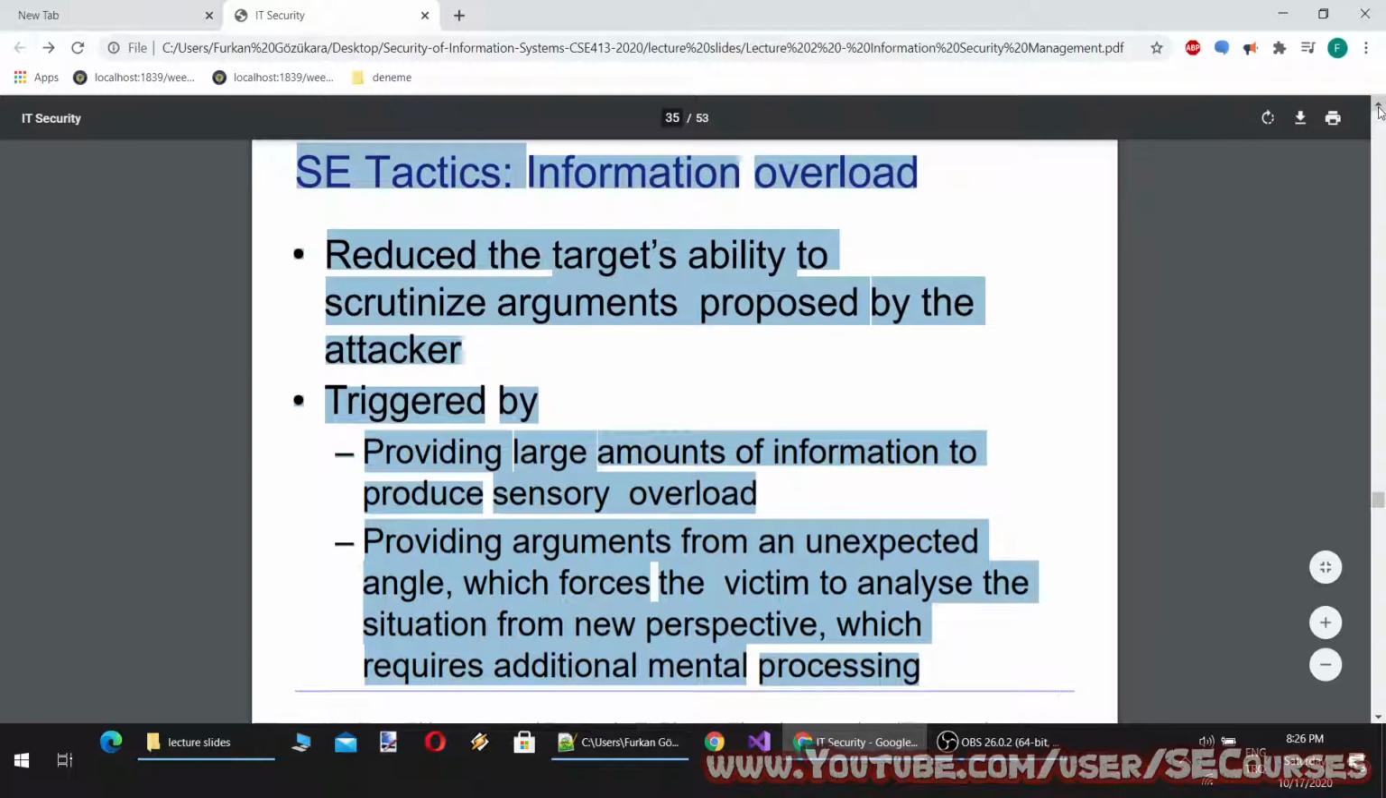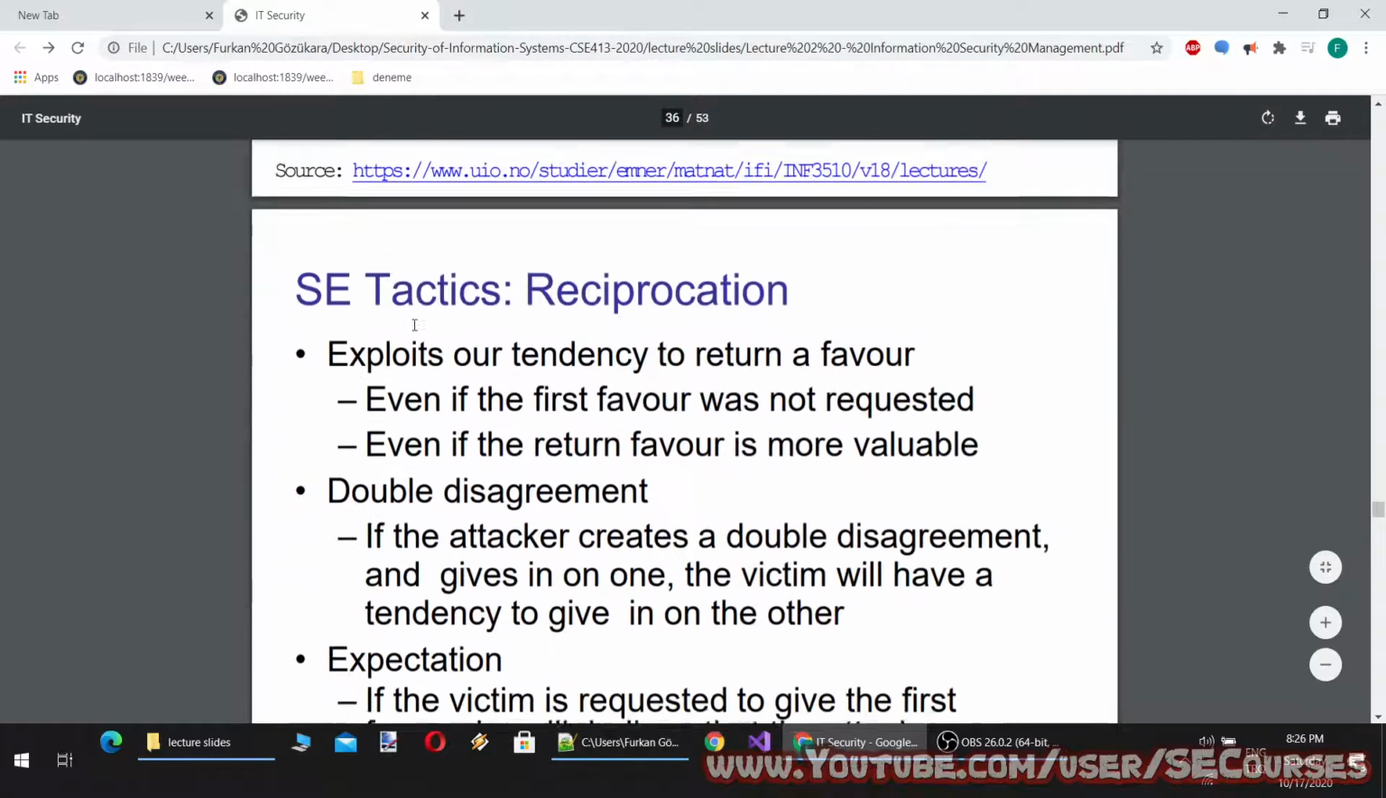SE tactics. Information overload. It reduces the target's ability to scrutinize arguments proposed by the attacker. It is triggered by providing large amounts of information to produce sensory overload, or providing arguments from an unexpected angle, which forces the victim to analyze the situation from a new perspective, which requires additional mental processing.